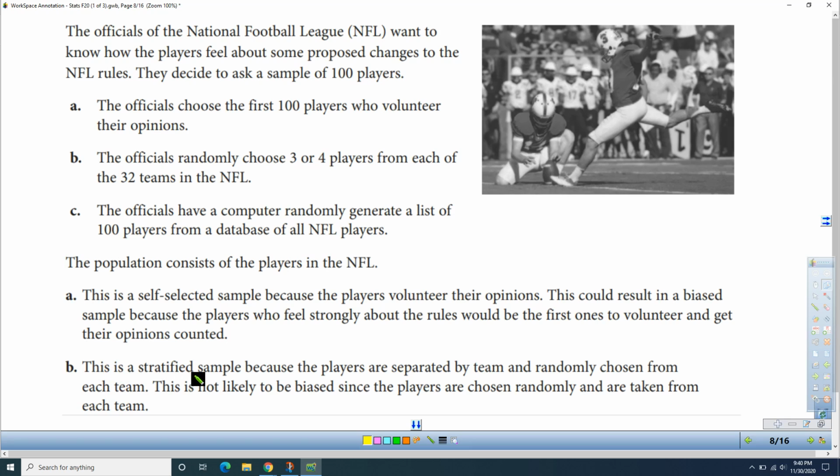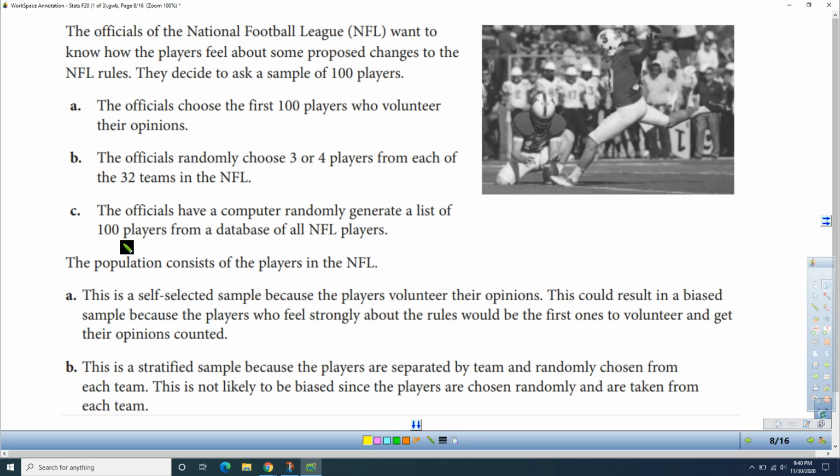Well, that's a stratified sample, okay? Because the players are separated by teams and then randomly chosen. Not a terrible way to do it, right? This is not likely to be biased since the players are chosen randomly and are taken from each team. Seems like a pretty good choice to me. Each team's going to have somebody represented. So that guarantees every team's represented.